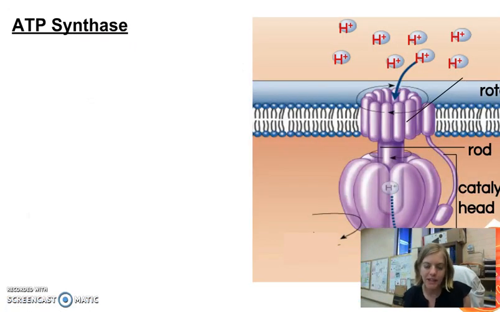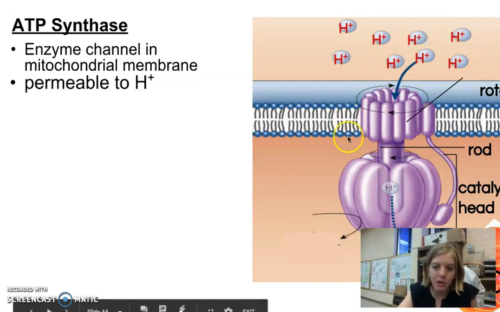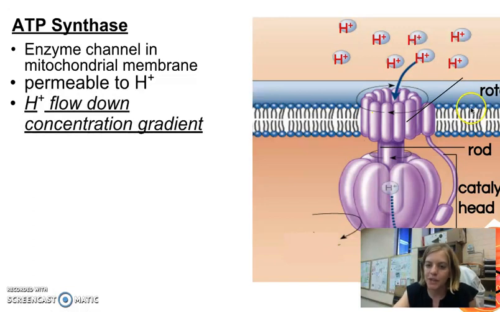So this is what ATP synthase looks like, and it's a really crazy enzyme because it kind of looks like a motor. You can see here a rotor. It turns around. And so what happens here is we have our high concentration of protons on one side of the mitochondrial membrane, and on the other side we have a low concentration.